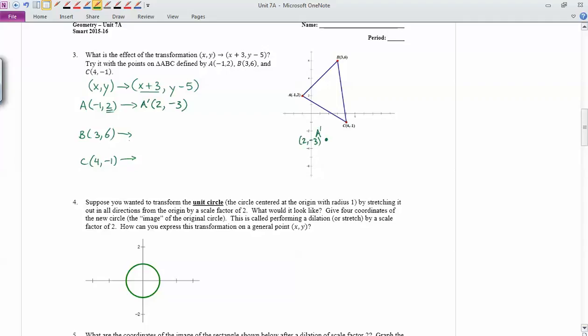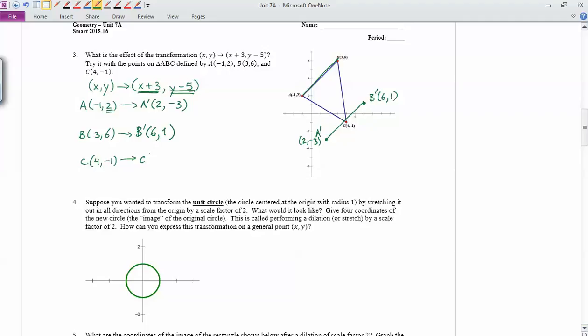Okay, if I do the same thing with 3, 6, if I plug in the 3 for the x up here, then I'm going to get 6. So B prime will be at 6. And if I plug in the 6 for y, I'm going to get 6 minus 5 is 1. So B prime is at 6, 1. By the way, AB turns into A prime B prime. So any point on this line moves to that new green segment there.